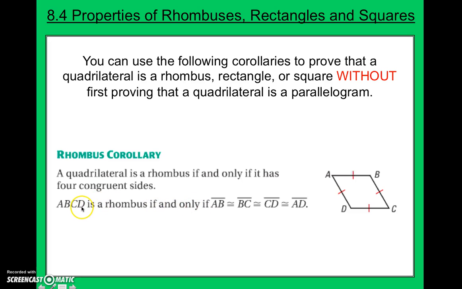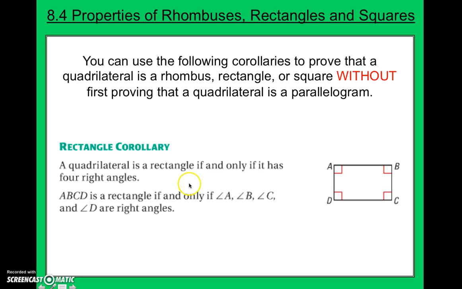You can start out by saying, if it is a rhombus, then the sides are all congruent. And it also works the opposite way. If we start with a quadrilateral that has four congruent sides, then we can say it is a rhombus.